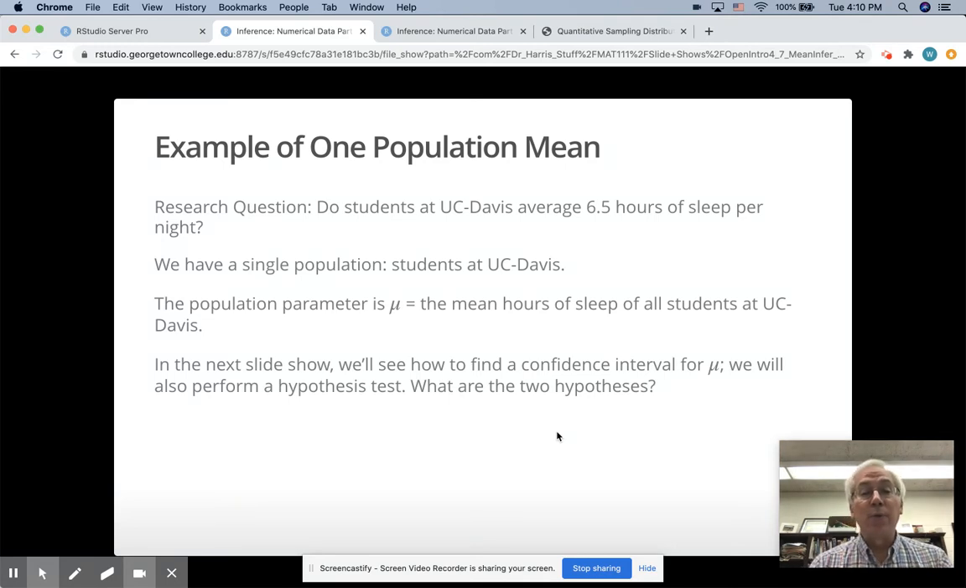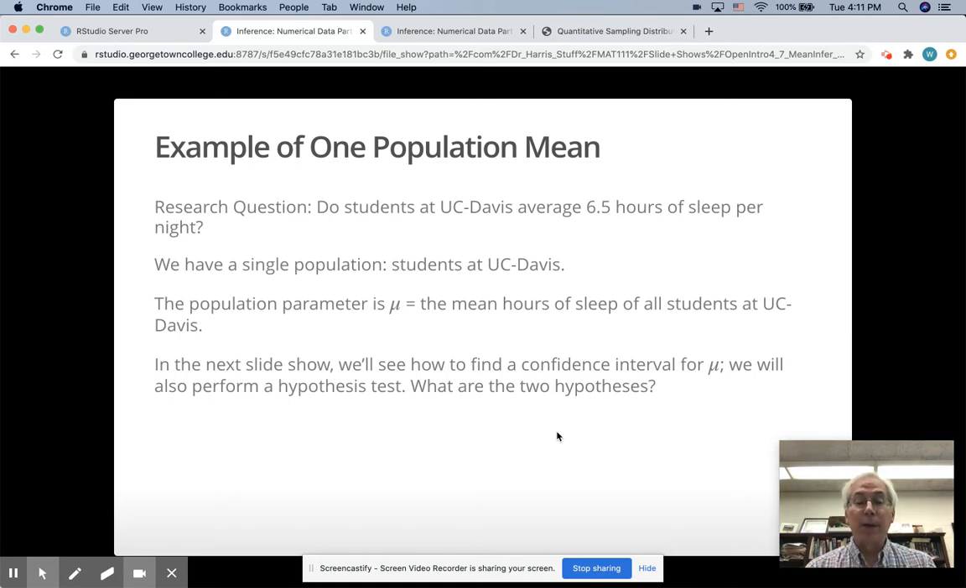So our example for a single population mean is, do students at UC Davis average 6.5 hours of sleep per night? We want to recognize that our population consists of the students at UC Davis, and the parameter, since we're dealing with numerical data, the number of hours of sleep that individual students get, we're talking about looking at a population mean. And in words, mu would be the mean number of hours of sleep that students at UC Davis obtain.